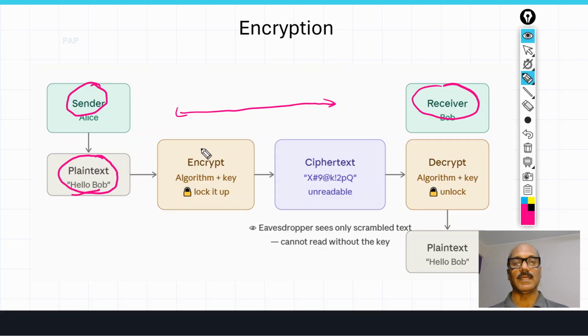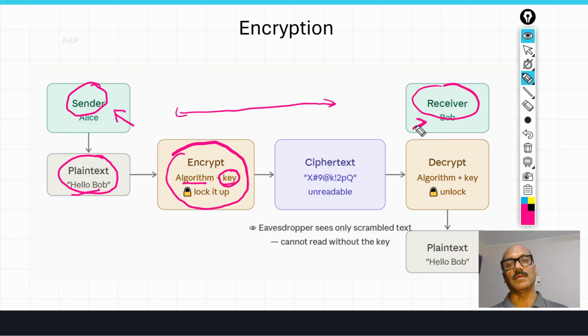What he does is he encrypts it. Encrypt is nothing but a mathematical operation, a kind of computation using an algorithm and a secret key. This is the key which the sender and the receiver already know. They've already shared this key by some other secure means. These are the three assumptions.